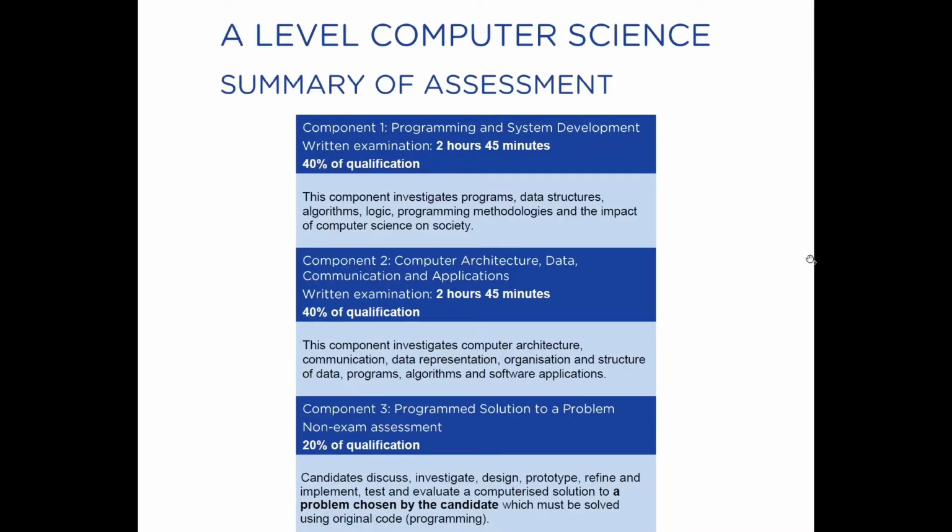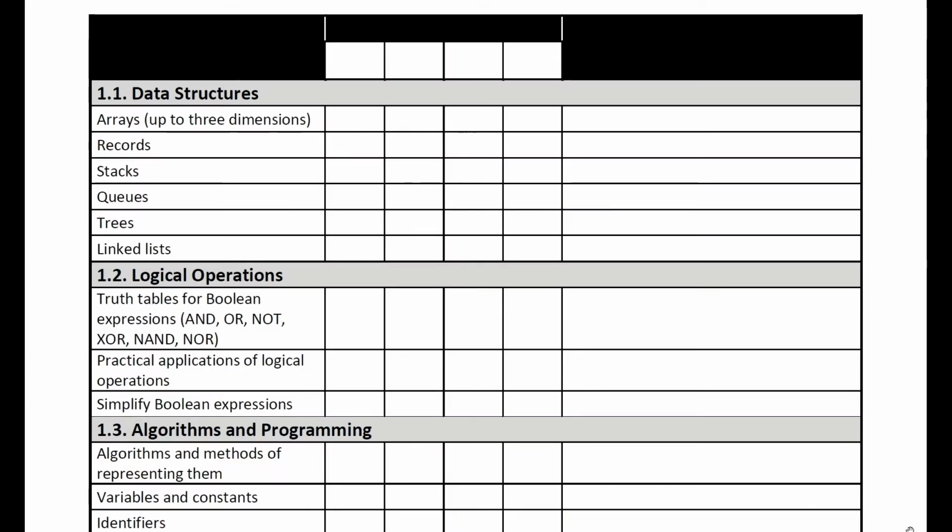So in this video, I'll give a quick overview of the subject so you can see if it's right for you. So the qualification consists of three different components. The first two components are exam-based, and the final component is coursework-based. It's 80% exam and 20% coursework. So the first exam is component 1, which is programming and systems development. The second exam is computer architecture, data, communication and applications. And then finally, the coursework is a programmed solution to a problem. So let's go through each component in a little bit more detail.